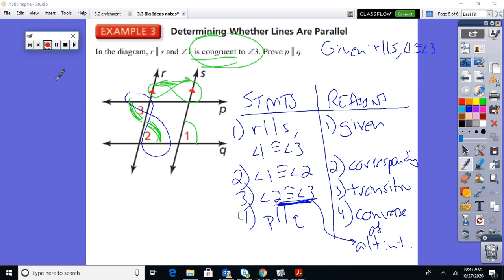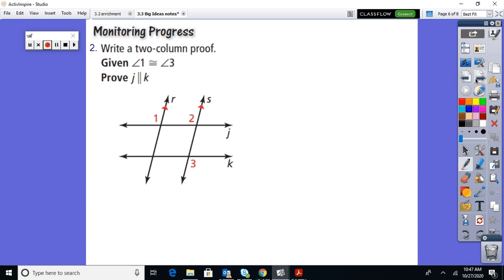All right. So again, that's what you're looking at. You want to make sure you end with the converse of something, and look back up to the step before to see which converse you'll use. In this case, it's the alternate interior because 2 and 3 are alternate interior. All right, pause the video here and pick it back up when you are ready after you've completed this two-column proof.